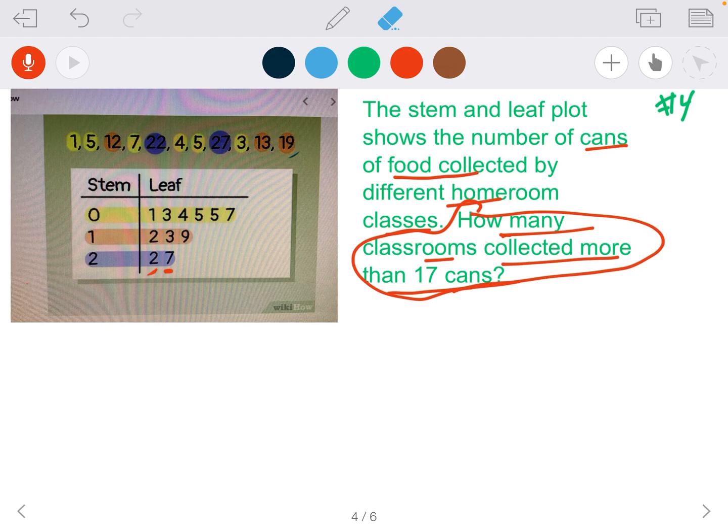Notice that the stem is the first digit, and if there isn't one when you're talking about 2 digits, you use 0. Anyway, moving along. The question asks, how many classrooms collected more than 17 cans?